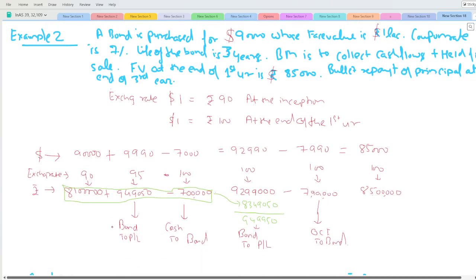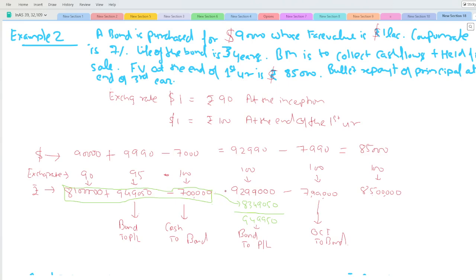So the entry will be same. Because you need to pass it in the reporting currency, and your reporting currency is INR. So then bond to P&L for the accrual of the interest, and then cash to bond, whatever you're receiving. So 7 lakh you'll be receiving in INR.